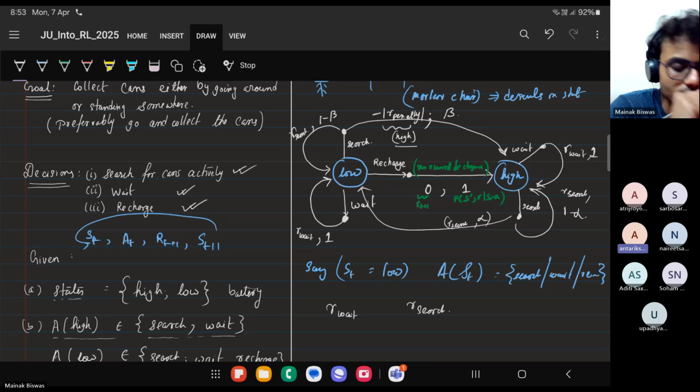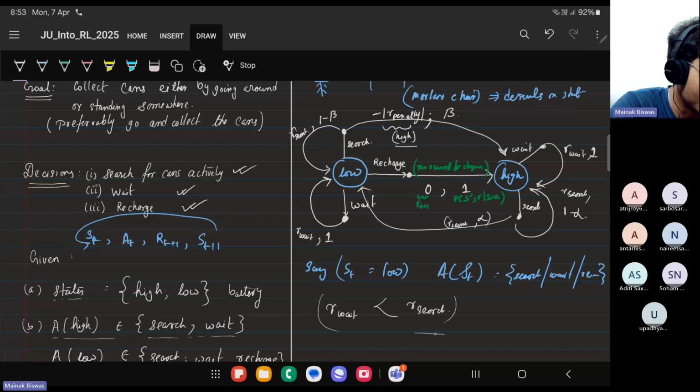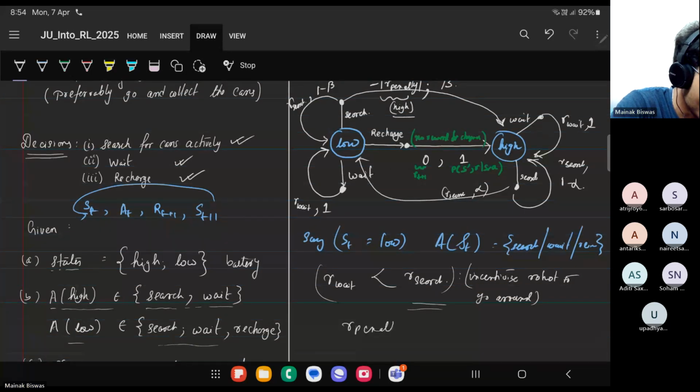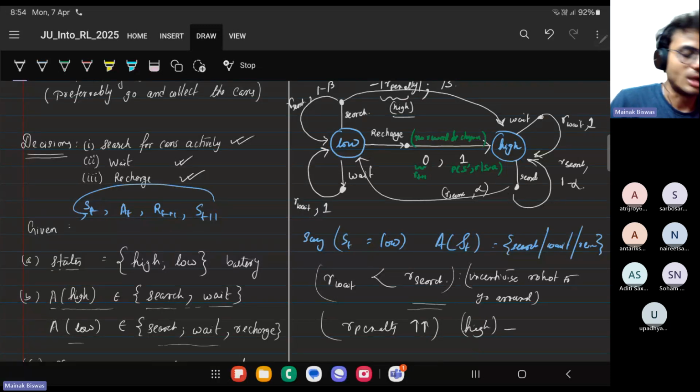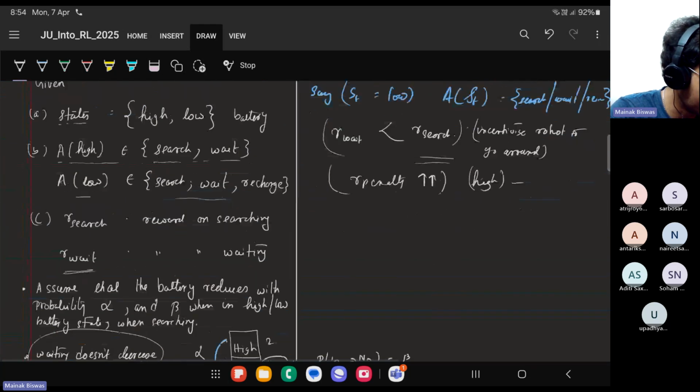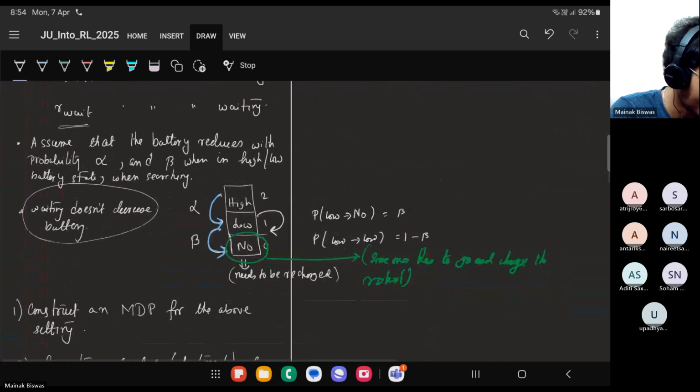R search should be greater than R wait. Yeah, R search will be greater than R wait, so that we incentivize the robot to go around. And also R penalty should be very, very high. That is, once you commit a serious mistake, this penalty will be so high that you will be careful from the next time to not run out of charge. So you will accordingly go and charge yourself. Okay.